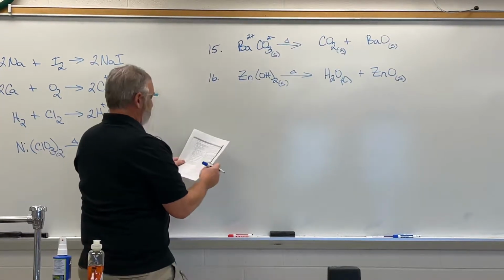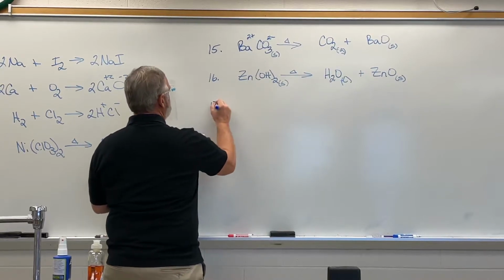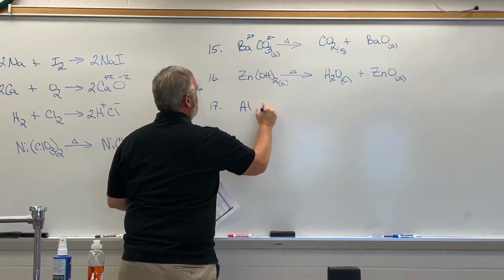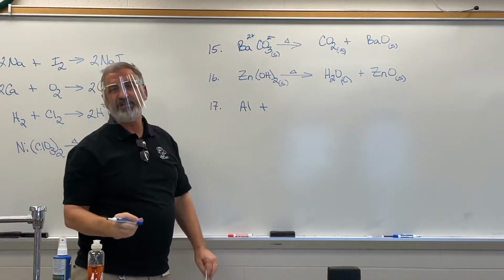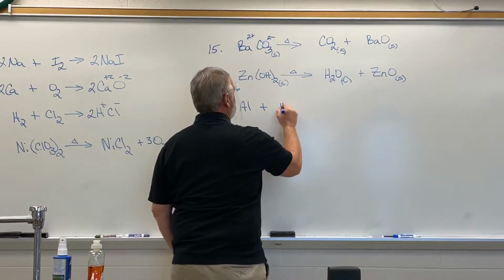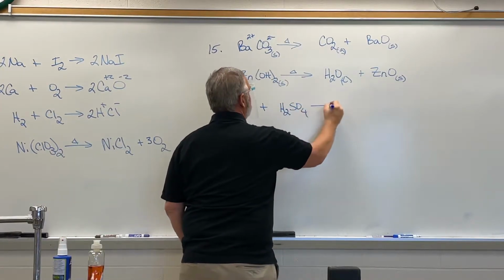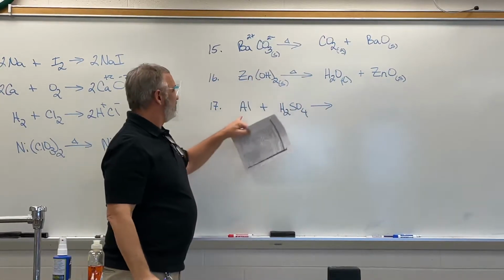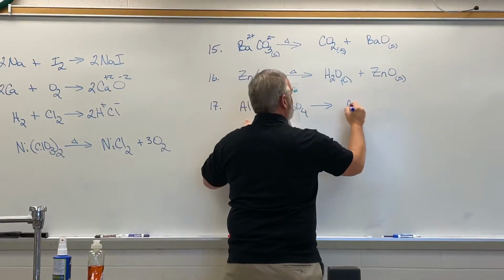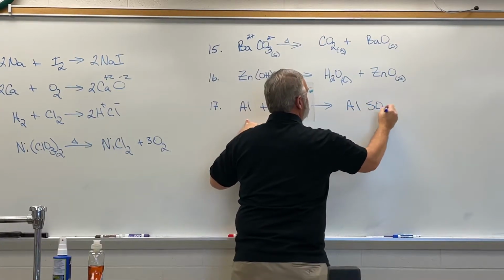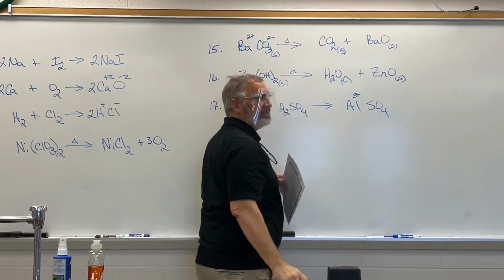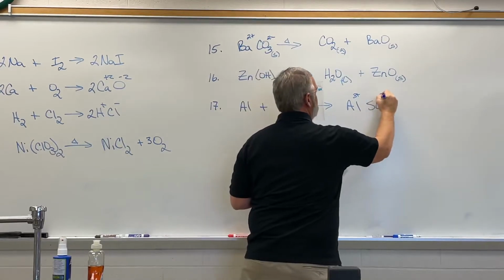All right, moving on. 17, single replacement. Aluminum plus sulfuric acid. Now these are the ones that are going to give you a problem. What's sulfuric acid? H2SO4. Okay, make sure we remember how to name everything. So, what are we going to make? Aluminum sulfate and hydrogen. Okay, aluminum sulfate, but what's the charge on aluminum? 3+. What's the charge on sulfate? 2-, so what do we do here?